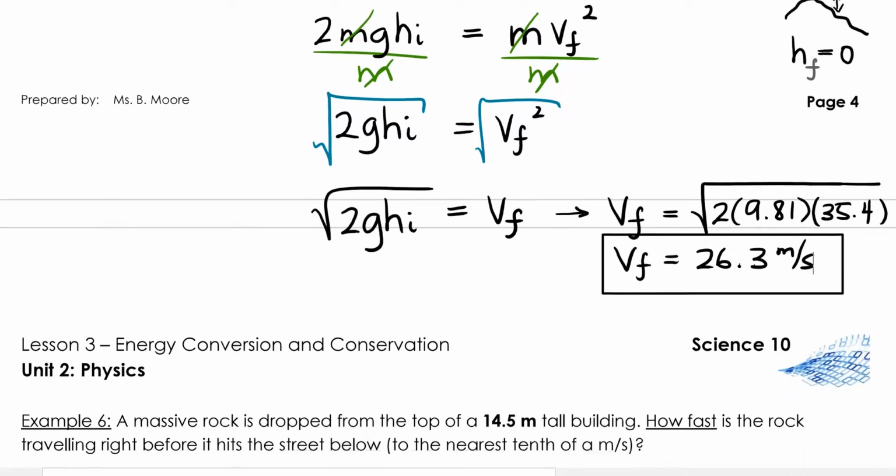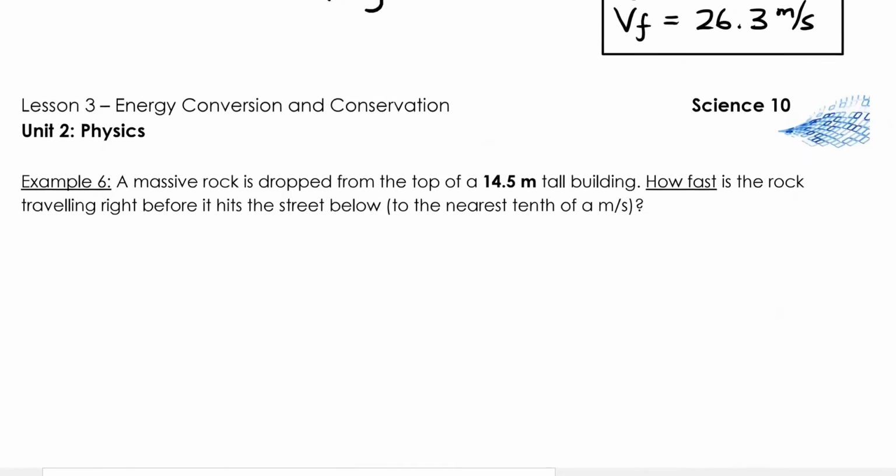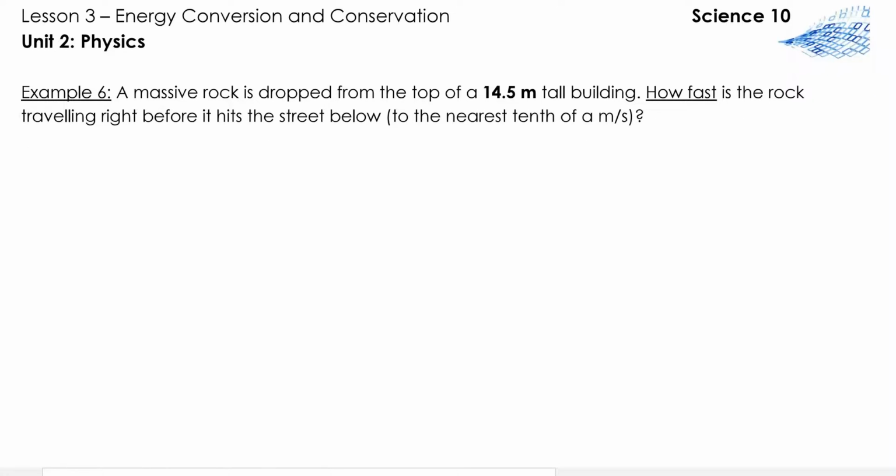In example 6, a massive rock is dropped from the top of a 14.5-meter tall building. This question is very similar to the one we just did with the seagull and the oyster, so please pause the video here while you work this one out for yourself.